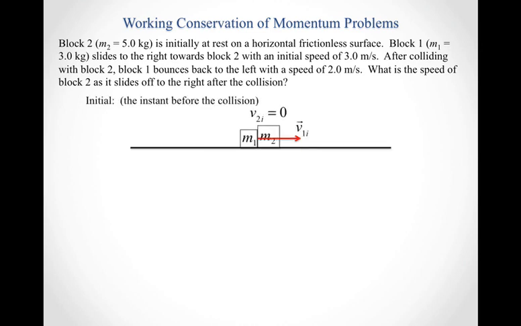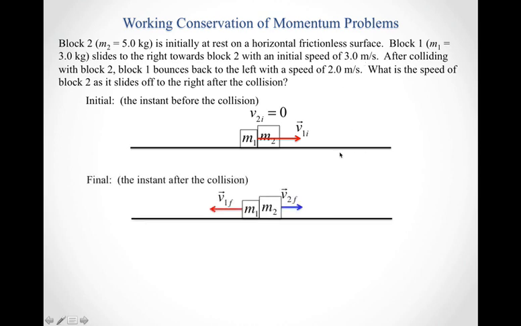Again, the first thing I'm going to do is start by drawing what this looks like initially. Well, initially block 2 is just sitting there. Block 1 is sliding to the right with some initial speed that in this case I happen to know is 3 meters per second. At the end, now both of them are moving. Block 1 has bounced back to the left with a speed of 2 meters per second, and block 2 is now moving off to the right, and I don't know what speed it's moving at. That's what I'm asked to solve for here. So here's my initial picture, here's my final picture.